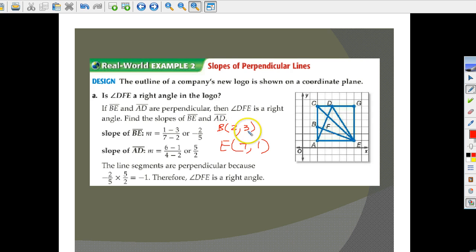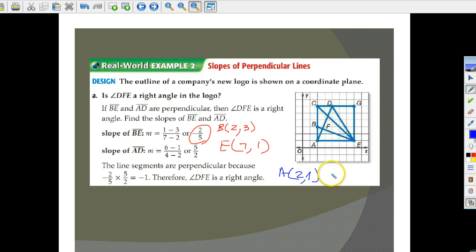So here you go. You have x1, y1, x2, y2. So you do 1 minus 3 on top, then you have to do 7 minus 2 on the bottom. And you have a slope of negative 2/5. Okay. We're going to do the same thing for line AD. Okay. So A has coordinates of 2, 1.